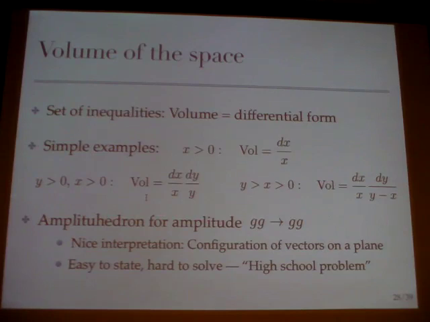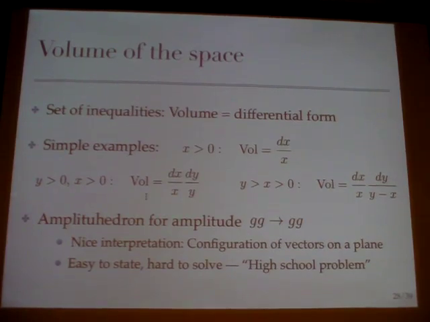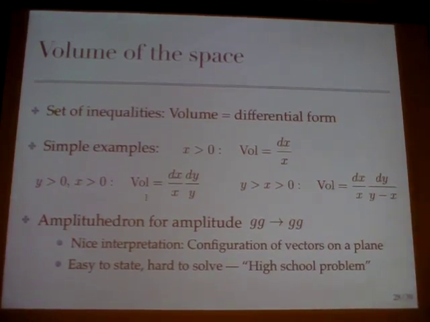Now I will show you how this generalizes to the cases we care about. In some special case of 4-point scattering, when you have two gluons in the initial state and two gluons in the final state, these inequalities that define the space can be very nicely interpreted as finding configurations of vectors on a plane.